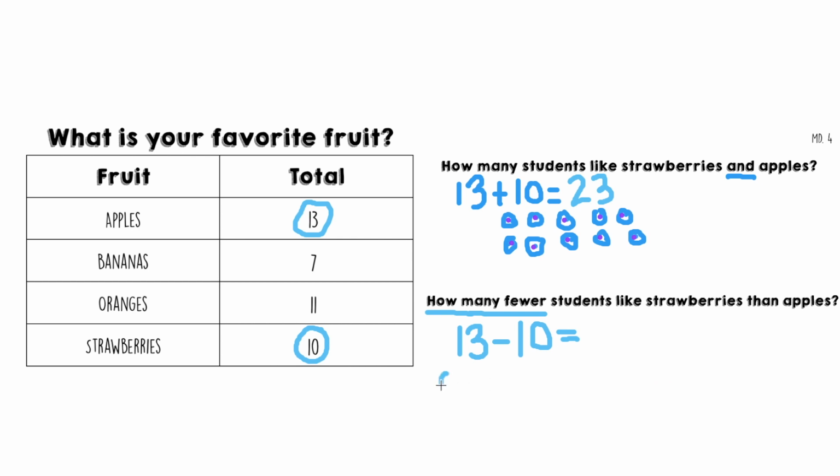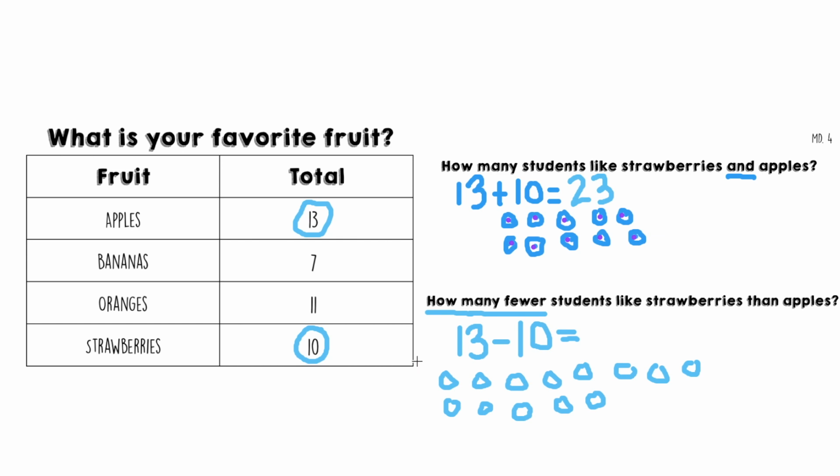So let's do that. 1, 2, 3, 4, 5, 6, 7, 8, 9, 10, 11, 12, 13. And remember, we are going to cross out a partner. So this is the amount of students who like apples. For the amount of students who like strawberries, we're going to cross out a partner for each one of those, for 10 of those.